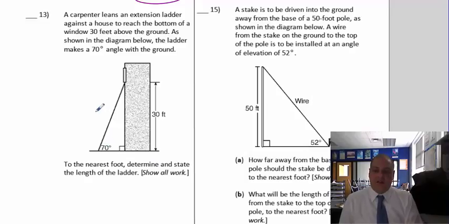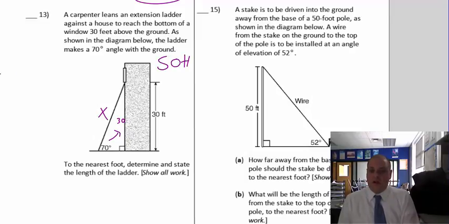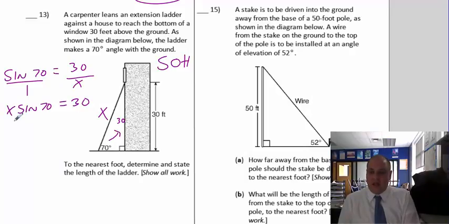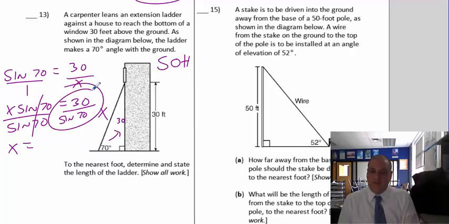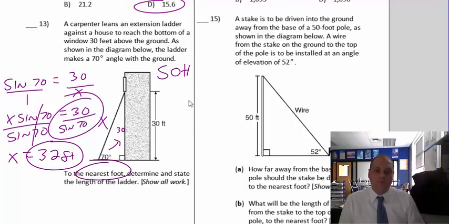All right. Number 13 is a ladder leaning against a wall. You want to find the length of the ladder. That's this guy right there. So this is 30 going up the wall because it's what it says here. So again, this is opposite over hypotenuse. Sine of 70 equals 30 over x. And then this one you've got to cross multiply. X sine 70 equals 30, and then divide by sine 70. So that's x equals 30 divided by the sine of 70. Comes out to be 32 feet to the nearest foot.